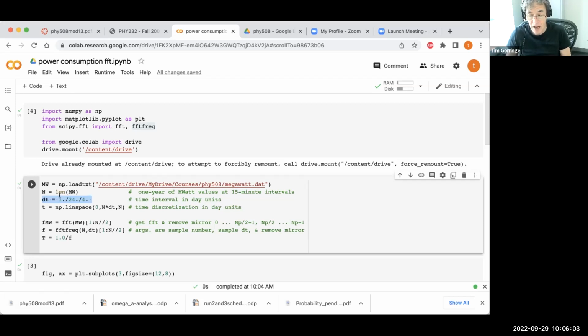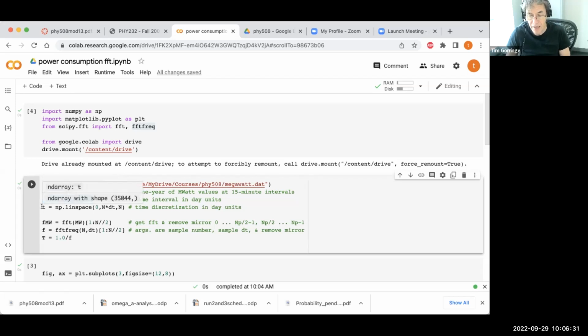And so the length of time between successive measurements or between successive data points is 1 day divided by 24 hours in a day, divided by 4, the number of 15-minute intervals in 1 hour. And so that's the time interval dt in units of days.